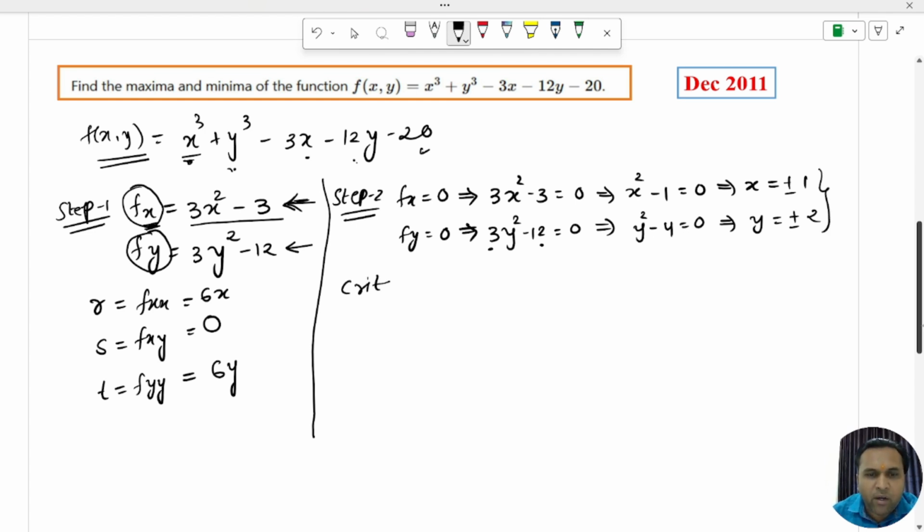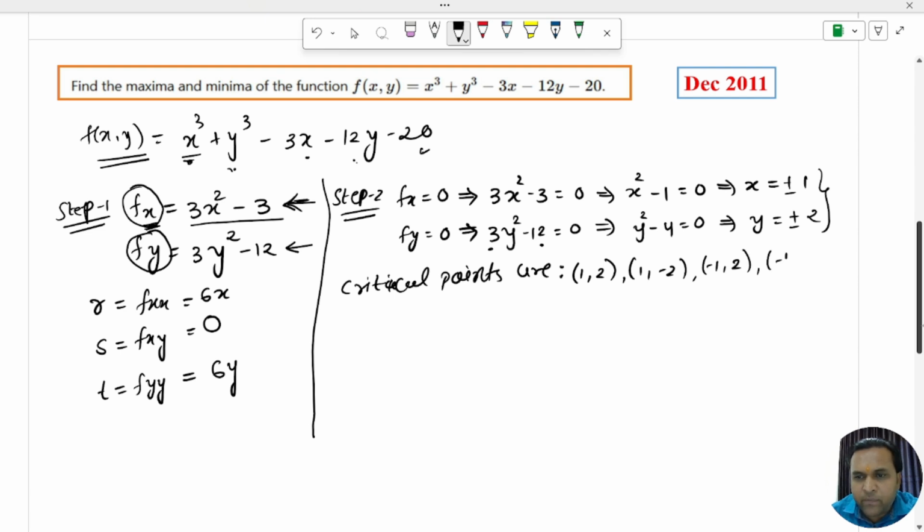So we have critical points. Which ones will we get? Look, here pair +1 with 2, so it becomes (1, 2) and (1, -2). Similarly, pair -1 with 2: (-1, 2) and (-1, -2). Okay, now we have 4 critical points and we have to check each and every one for maxima and minima.